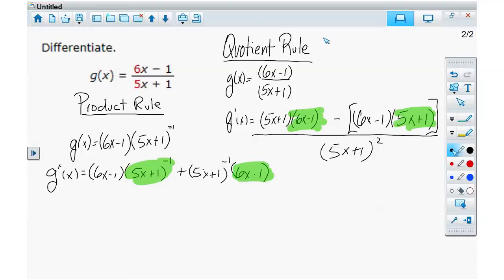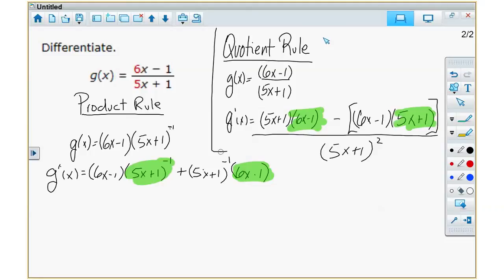There's the two ways. You can either start with the product rule by bringing the 5x plus 1 up to the top. When you do that, that makes the positive 1 that's there turn into a negative 1 as an exponent. And then use the product rule. And then the quotient rule, you just do denominator times numerator prime minus numerator times denominator prime over 5x plus 1 squared, or denominator squared.